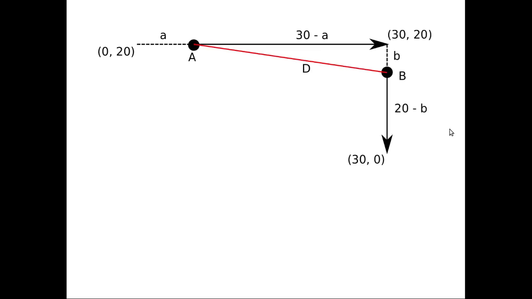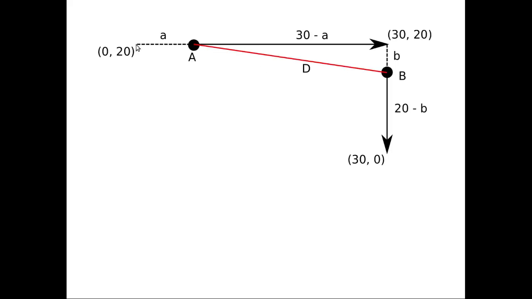As is the case with any problem in this course, we need an accurate diagram to help us understand the problem. Here we have the situation. Here's point A, here's point B. A starts at (0, 20) and moves along this line. B starts at (30, 20) and moves down along this line. And I'm going to start labeling the diagram. This is the distance we'd like to find, so we label it D.